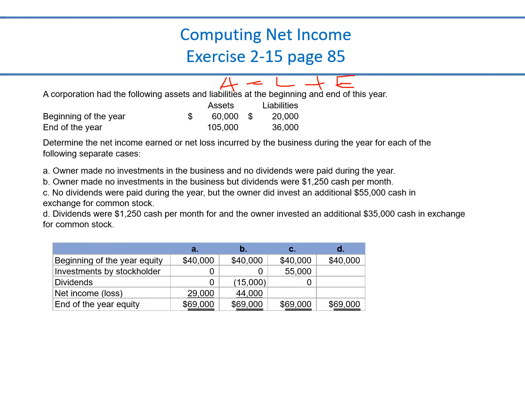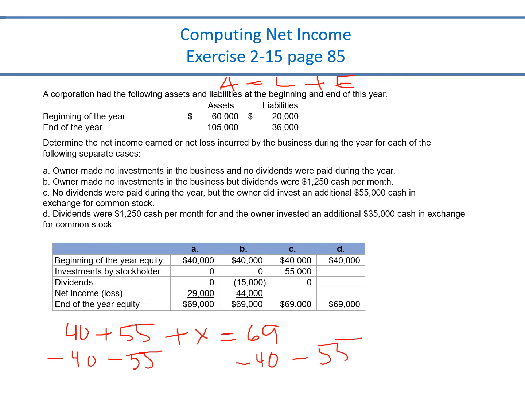and we write a new one, this one's going to be 40,000 plus 55,000 plus X equals 69,000. So if we subtract 40 from both sides, we also subtract 55 from both sides, we're left with X equals 69 minus 40 minus 55, or a net loss of $26,000.